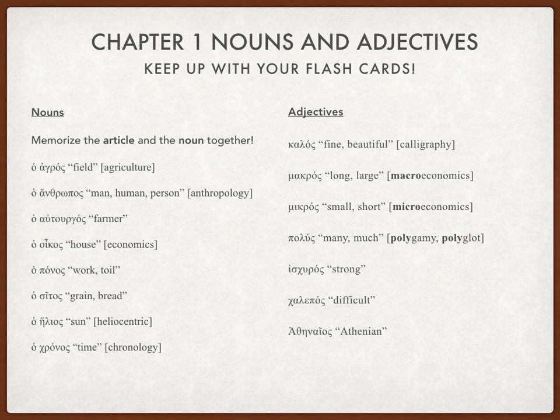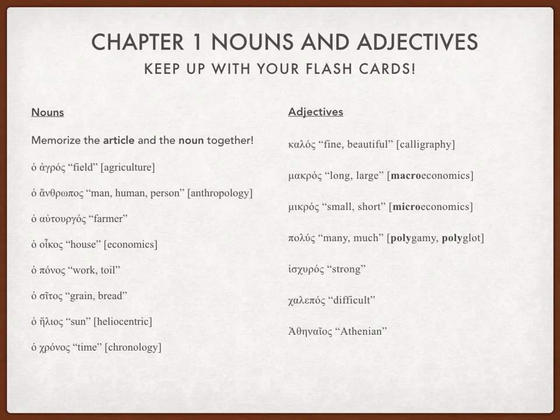Next, helios. Helios. You probably heard of heliocentrism, the idea that the sun is at the center of our solar system. The heliocentric model means that the sun, the helios, is at the center. So that's our root for heliocentric. Helios, sun. Next word, finally, all important, chronos. Chronos, very important word that means time, our root for chronology. Chronos, time. Some adjectives that you'll see in this chapter as well. Kalos. Kalos means fine or beautiful.